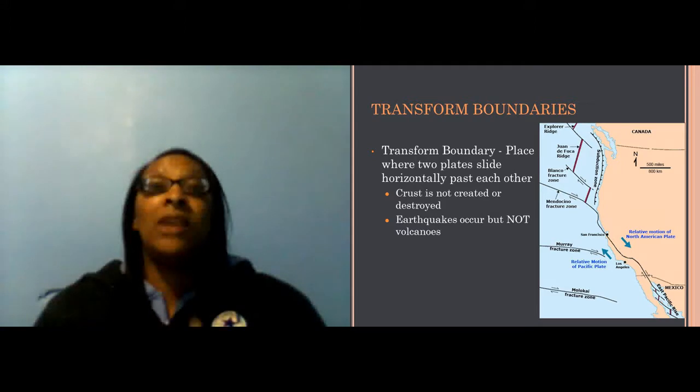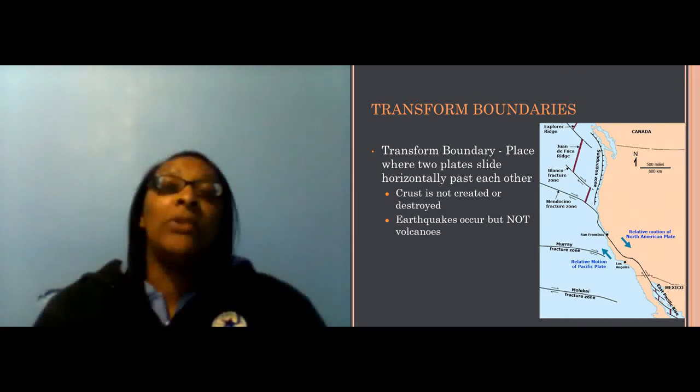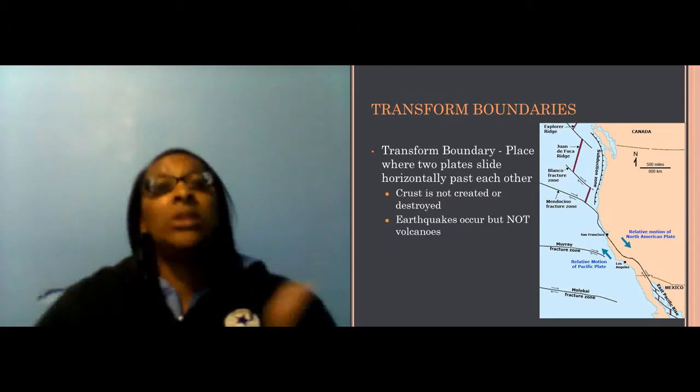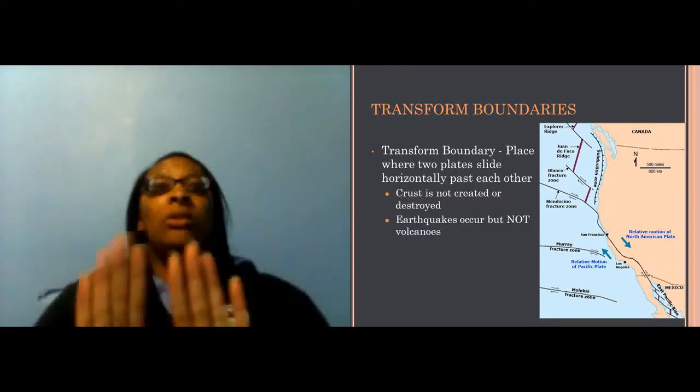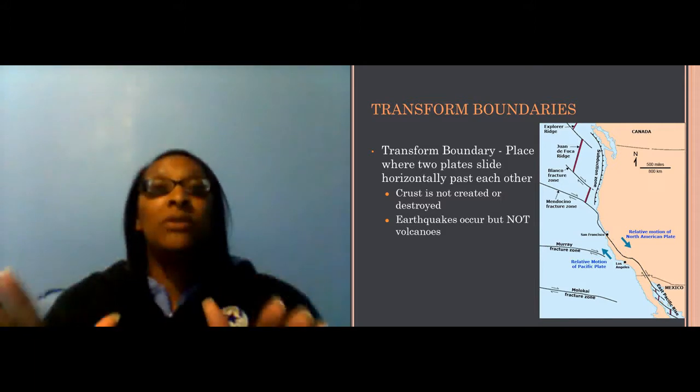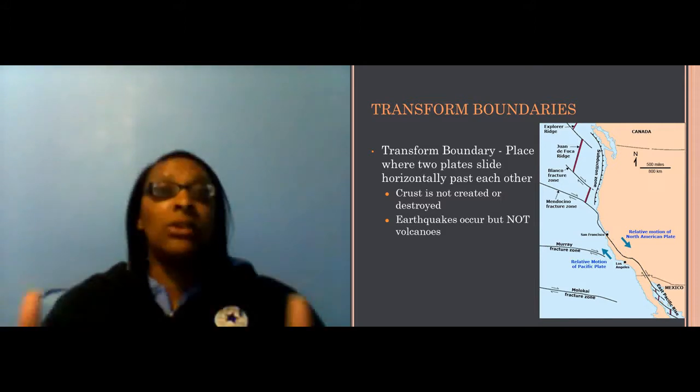Okay, by now you should have copied your notes for that slide, and you've pressed the play button and we're good to go. So we're looking at transform boundaries. Now, transform boundaries do not create or destroy the crust. So we learned in divergent plate boundaries, the magma comes up through the middle, and that's what spreads those plate boundaries apart, and that's where new seafloor, or crust, is created.